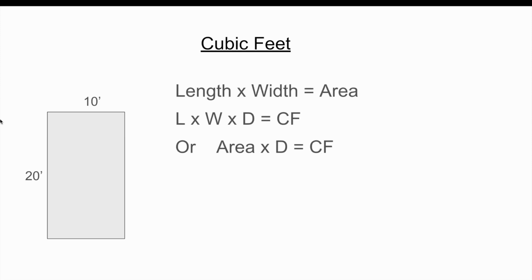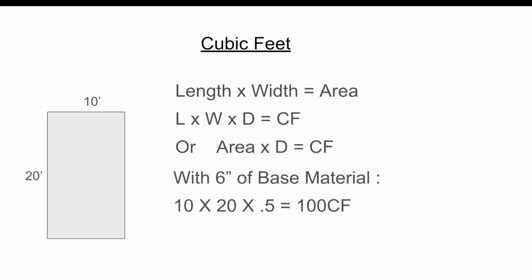Let's assume that we are going to install 6 inches of base material on this patio. To figure out the amount of cubic feet of base we'll need, we can use the formula length times width times depth. Or we could use area times depth, whatever feels more natural to you. To use our depth in the equation, we need to divide the number of inches by 12. So for 6 inches, we get 0.5, half a foot.